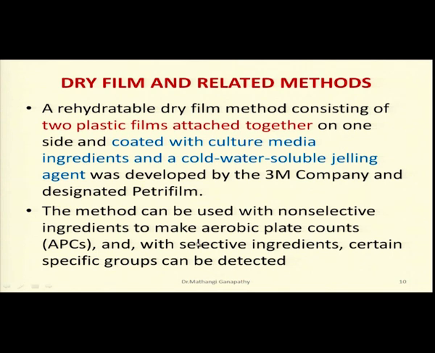This method can be used with non-selective ingredients to make an aerobic plate count, APC, and with selective ingredients certain specific groups can be detected. So you can make it a general microbial growth structure with an aerobic plate count, where any aerobic organism present in the food sample would grow, or if you add a selective agent to the particular culture medium, then it can be used to enumerate the specific microbial group we are talking about.